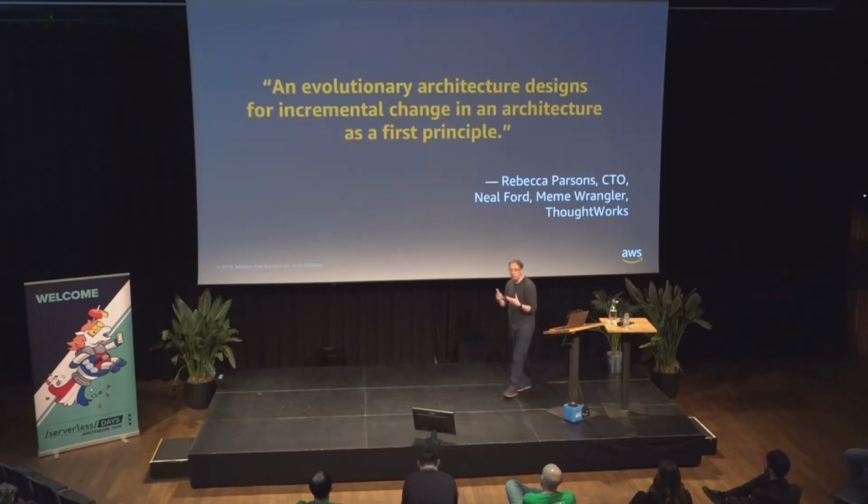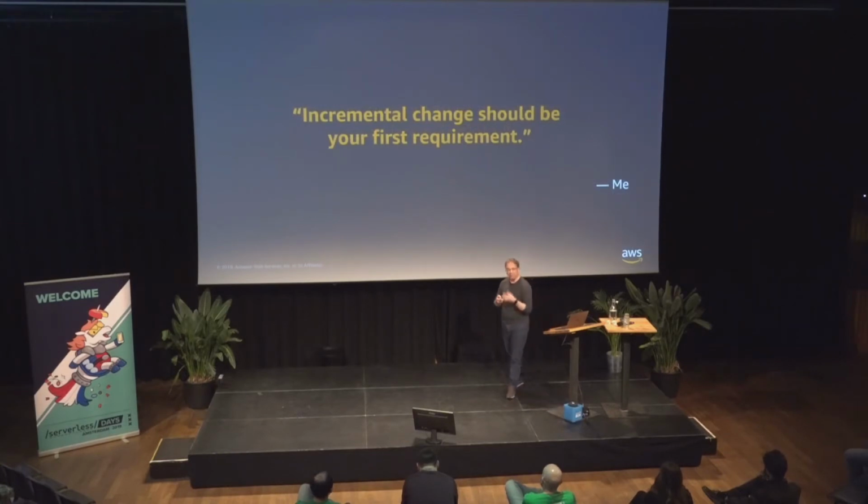So when we want to evolve these products, we need to think about the evolution of the software as one of the requirements of software development. This is the definition from Rebecca Parsons at ThoughtWorks. She said an evolutionary architecture is something that is designed for incremental change as a first principle. So a very basic translation that I did is that your first requirement when you build something is probably that incremental change should be there. You should design everything you build to be updatable, to be easy to add new features and solve bugs.